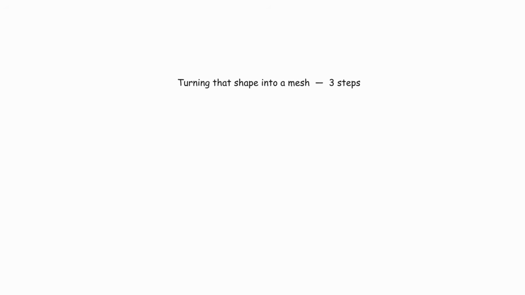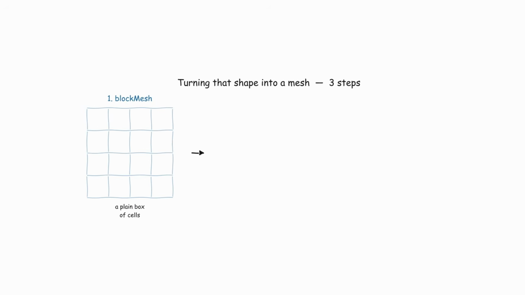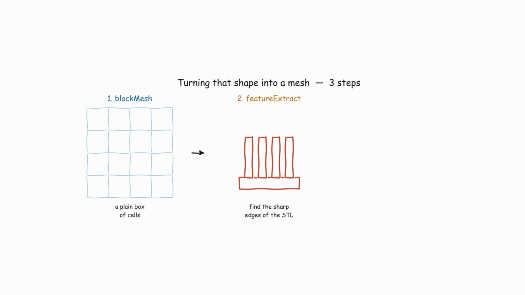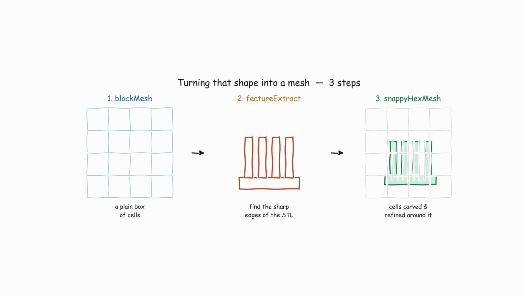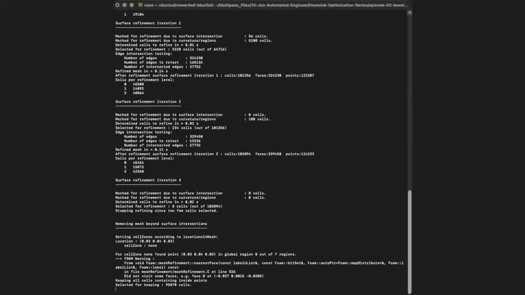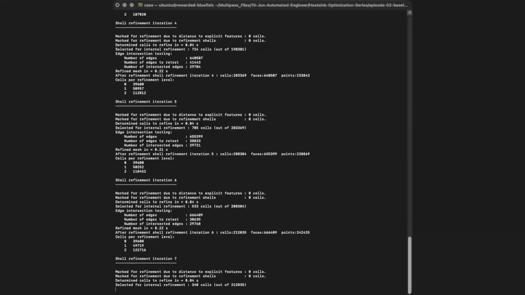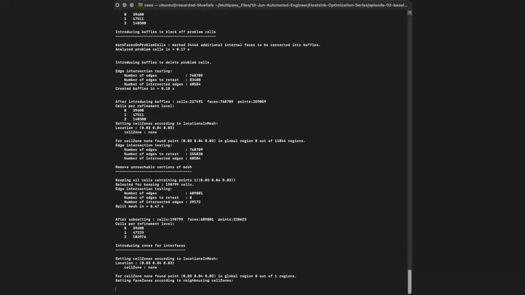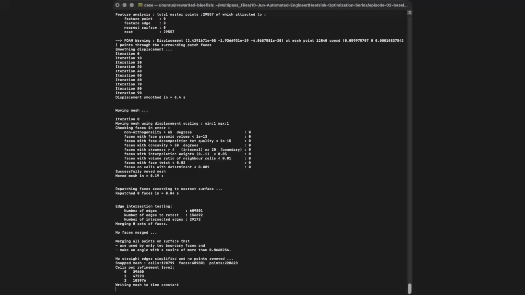On to step 2, surface feature extract. That finds the sharp edges of our STL so the mesher knows exactly where the geometry is. And step 3, the workhorse, snappyHexMesh. When I run snappyHexMesh, it takes that plain block of cells and carves it around the heatsink, snapping cells to the surface, refining them, making them denser and better near the fins where all the interesting physics happens.